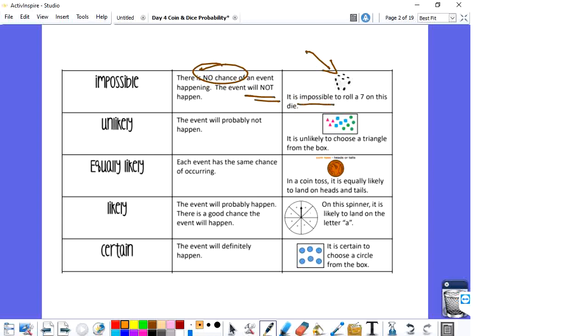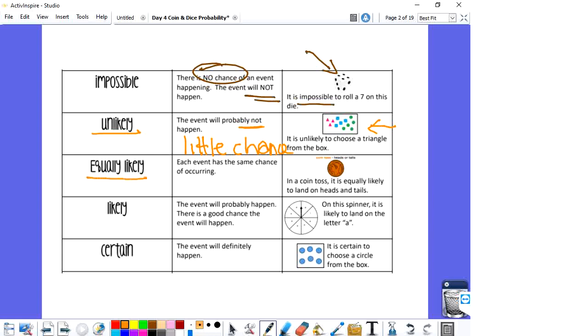Another vocabulary word that we have been using is unlikely. And unlikely meaning that the event will probably not happen and there's just a little chance. So if you take a look at this rectangle again, it is unlikely to choose a triangle from the box because there's less triangles than any other shape in that box.